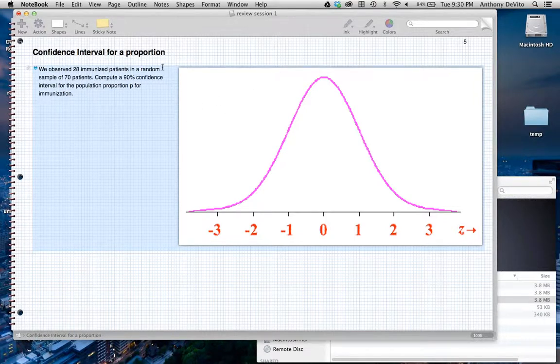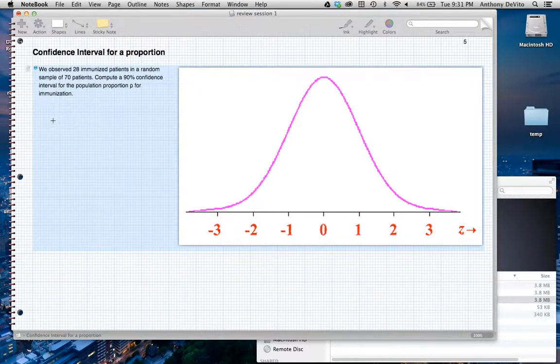We randomly sampled 70 patients out of some large population, say an entire hospital or a village somewhere overseas or something like that. So we've randomly sampled that population. We randomly sampled 70 people. 28 of them were immunized. Okay, let's say we're working on polio immunization. It's very big right now, right? They're trying to eradicate polio all over the world. So let's say 28 in this particular part of the country, 28 out of 70 randomly selected patients were immunized.